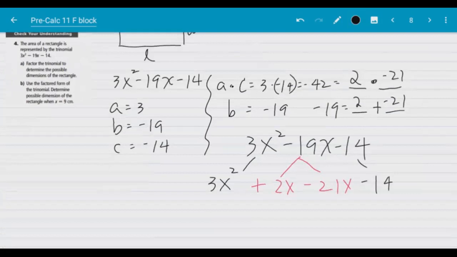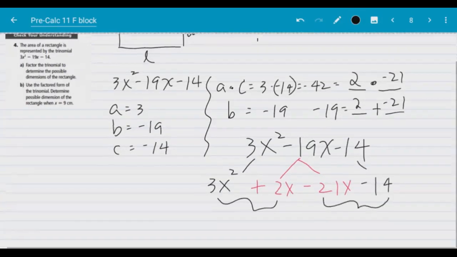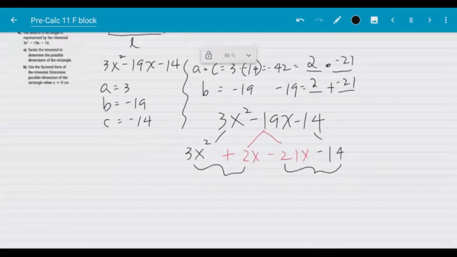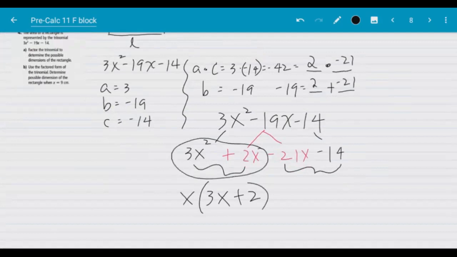Okay. So once you get to this point, what you're going to do is you're going to factor these two and you're going to factor these two. All right. So let's see. 3x squared plus 2x, I think, has a common factor, which is x. And that would be having 3x plus 2 as factors for the first two terms right here. Okay.